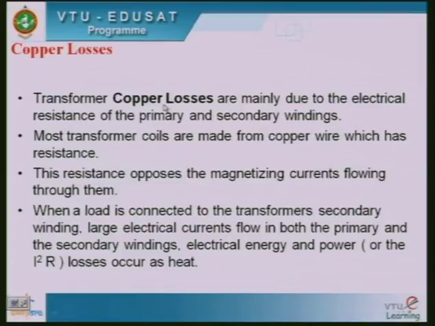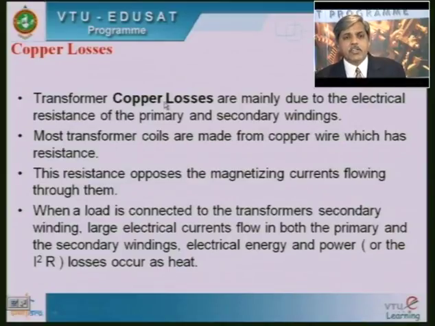The second loss in a transformer, this is the major loss, we call it the copper loss. Now generally we use copper for the winding, therefore I call the loss a copper loss. It does not mean that if I use aluminum as a conductor for the transformer, I can call the losses aluminum losses. Generally we used copper in olden days; now as copper is costlier, I can use aluminum also as the conductor material, but these losses we still call copper loss or I square R loss.